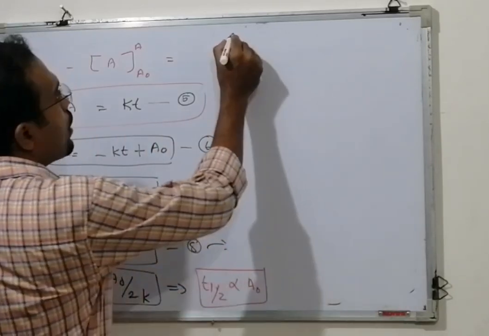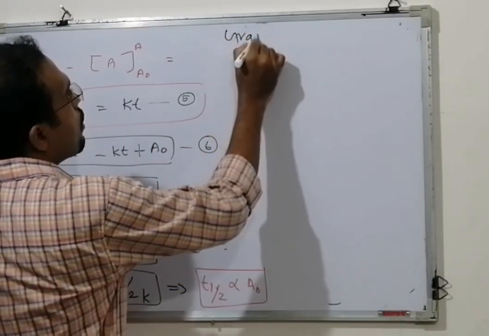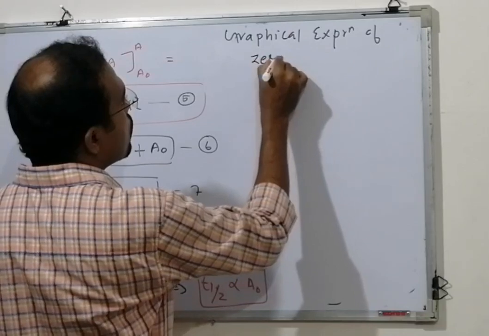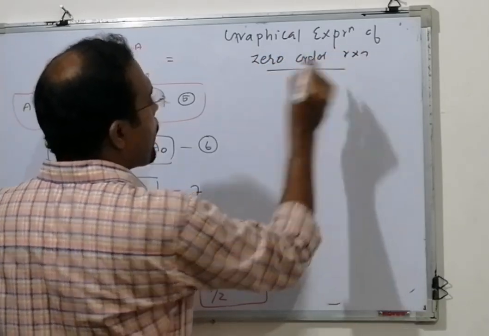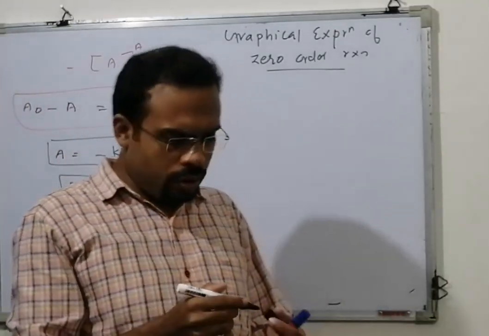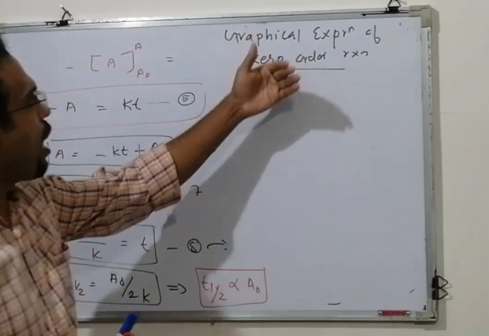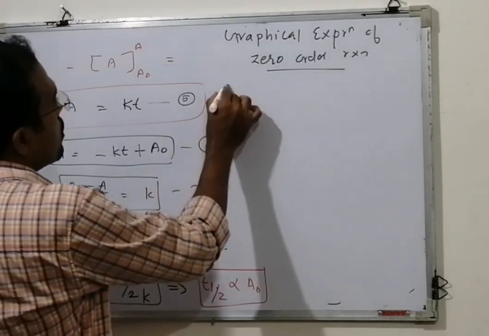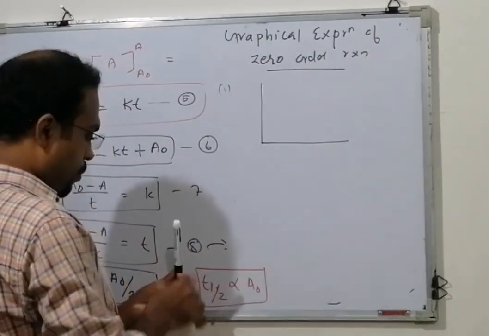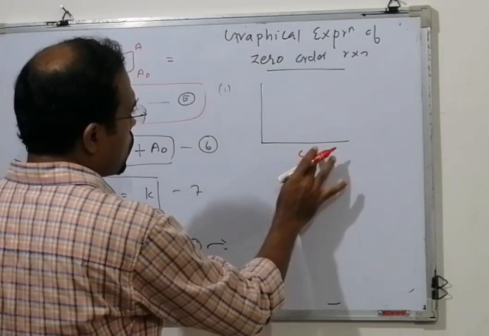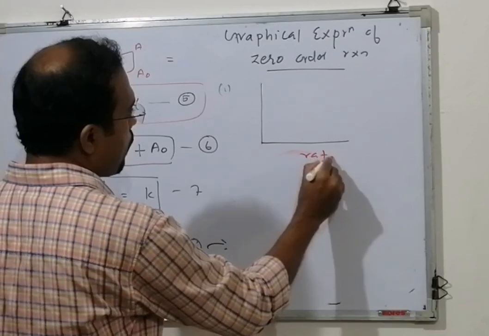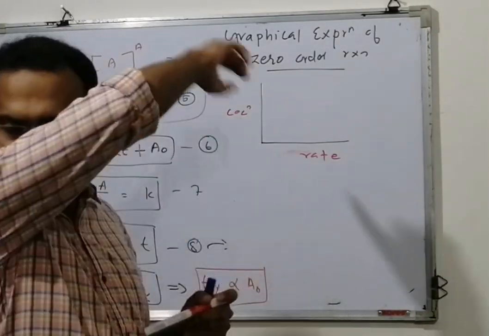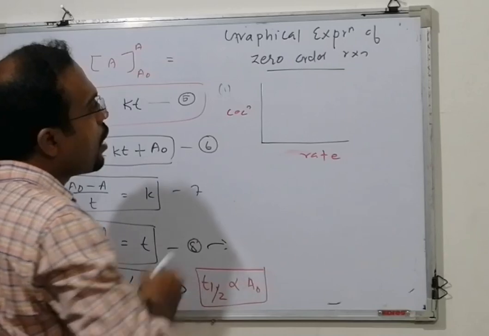Now I go to another topic: graphical expression of zero order reaction. I have seen a lot of questions in various examinations about the graphical expression of order of reactions. First, suppose you have x and y axes. Here rate of the reaction, here concentration. For zero order, how shall be the graph? The graph shall be like this.